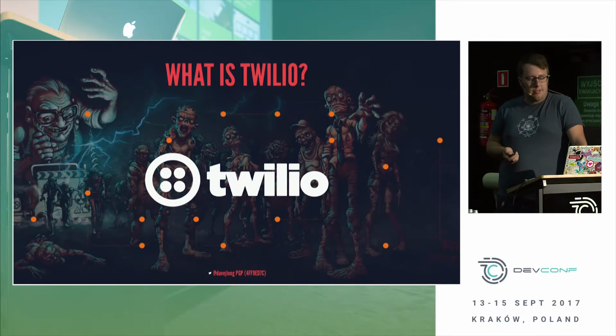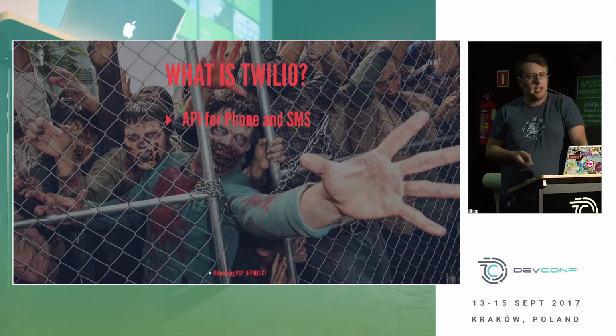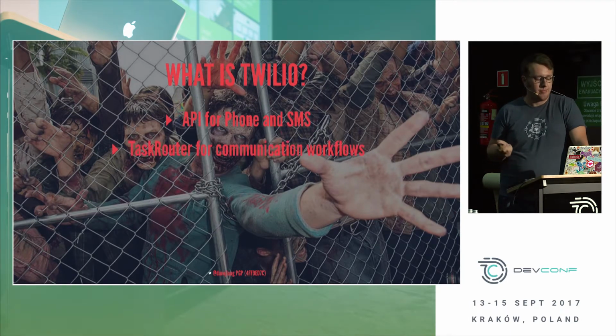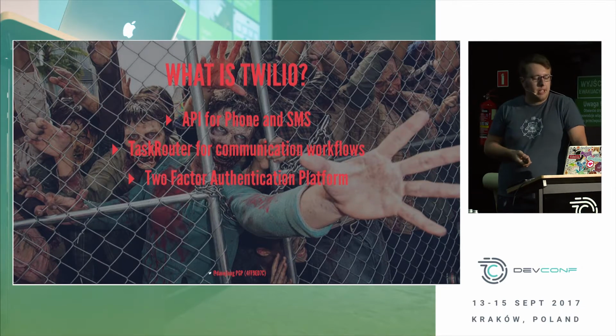what is Twilio? If you're not familiar, Twilio is an API for phone and SMS. They also provide TaskRouter, which is APIs for communication workflows. They have a two-factor authentication platform that they acquired called Authy, and you can pretty much think of them as your APIs for communication of any kind.